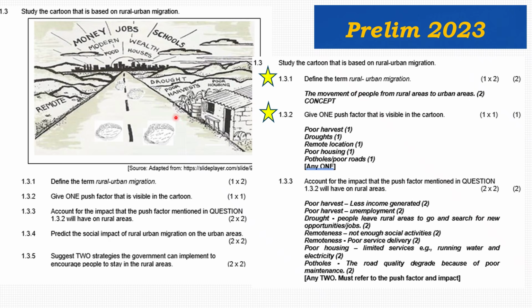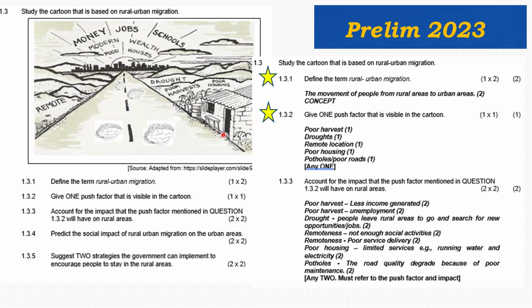Let's look at another past paper. This is a prelim paper from 2023. Same concept, rural urban migration. I have the questions and the responses on the side. 1.3.1, study the cartoon that is based on rural urban migration. It's very important to study the diagram.